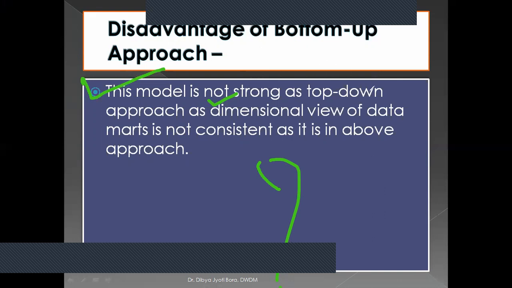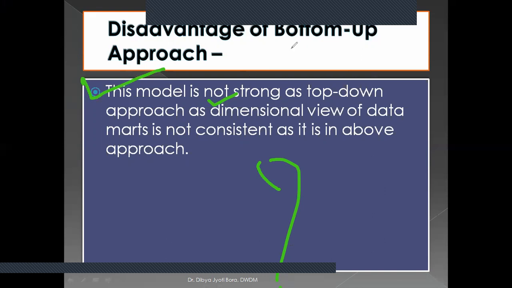This line says that this bottom-up approach is not as powerful as the top-down approach in one respect: when we consider the dimension, the dimensional view of the data marts is not consistent. Why are we saying that? Any idea? If you want to share, then please go ahead.